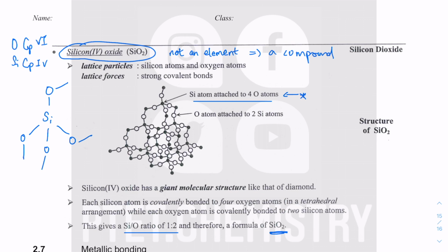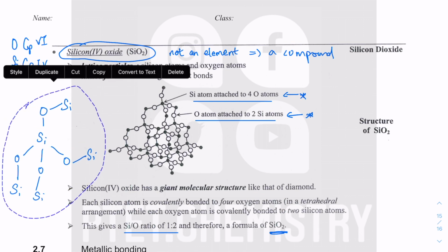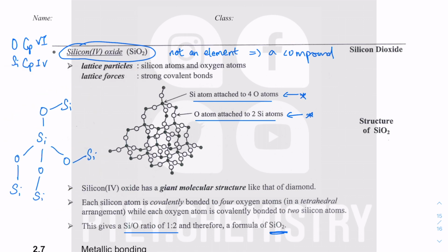Now, what is this oxygen bonded to? It's bonded to silicon here. It is again bonded to another silicon, and another silicon, and another silicon. So each oxygen atom is attached to 2 silicon atoms. This is a really important concept when you have to sketch it out. And I know it's a giant molecular structure, so it just continues on and on. Remember, each silicon is bonded to 4 oxygen.